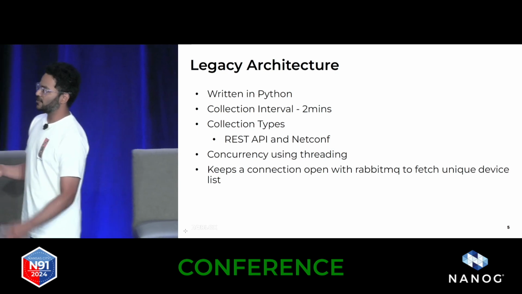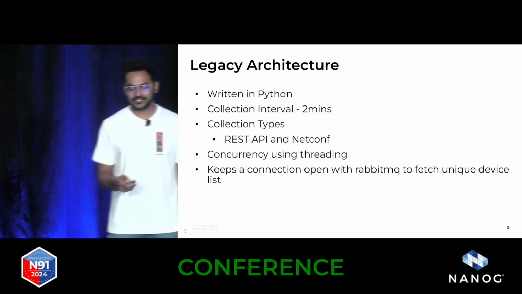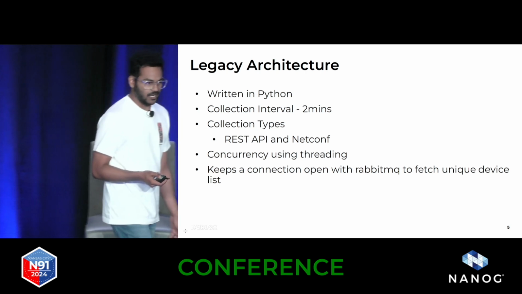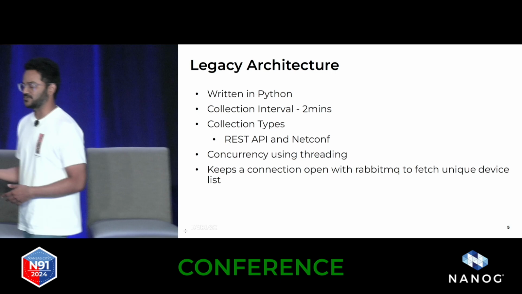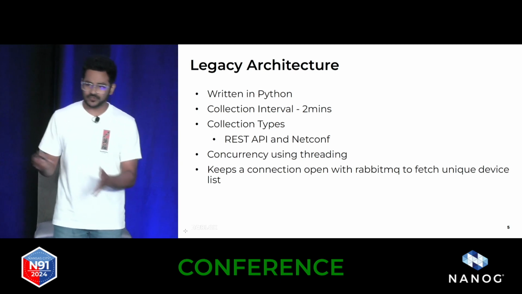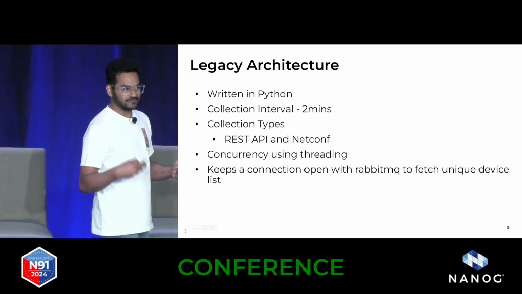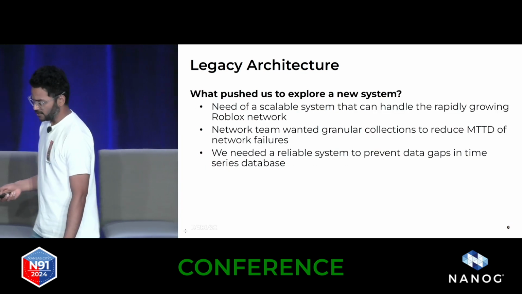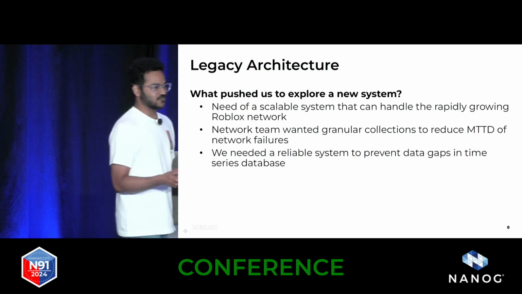It's written in Python. We collect from all these devices every 2 minutes, and we use REST API and netconf for it. And obviously, when you're dealing with devices, you need to have some kind of concurrency. So in this case, we were using threading for it. And we always keep a connection open with RabbitMQ so that we can keep getting that device list if it's getting updated. So now, when I was talking about this old architecture, everything sounded great.